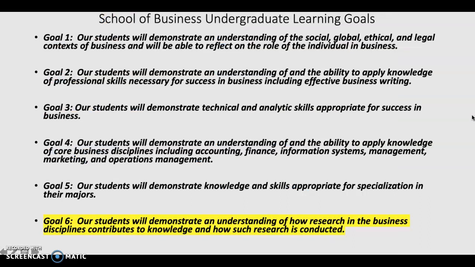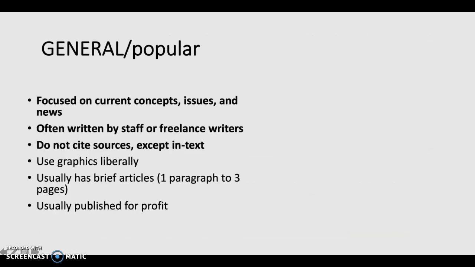The School of Business undergraduate learning goals include: our students will demonstrate an understanding of how research in the business disciplines contributes to knowledge and how such research is conducted. I think this is important for you to think about. One of the things that really creates a well-educated person is understanding how to really understand information, the good and the bad. Let's start with taking a look at the different types of literature that are available to you on the internet as well as through Mason Libraries resources.